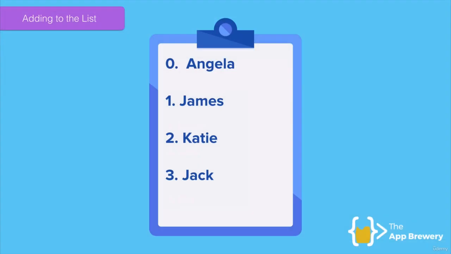Now, as we saw earlier, you can also add to the list by simply using the .add. And then inside the parentheses, you would provide whatever it is that you want to add. And remember that when you're adding to the list, the new item always goes at the end of the list, not at the beginning or some random position.